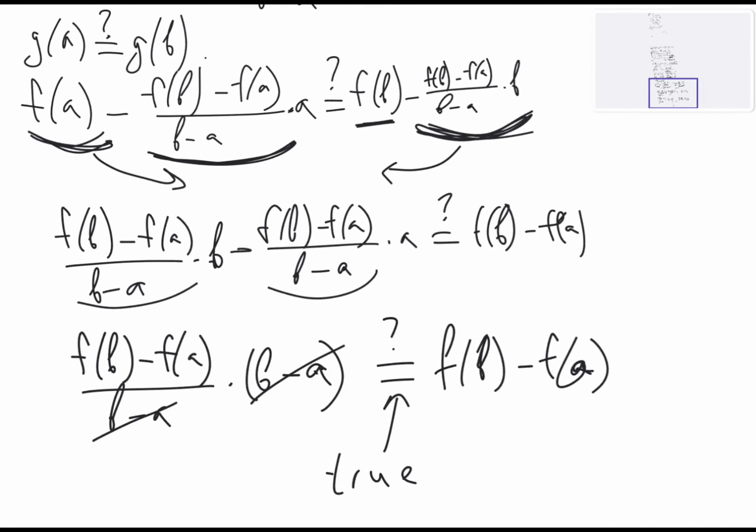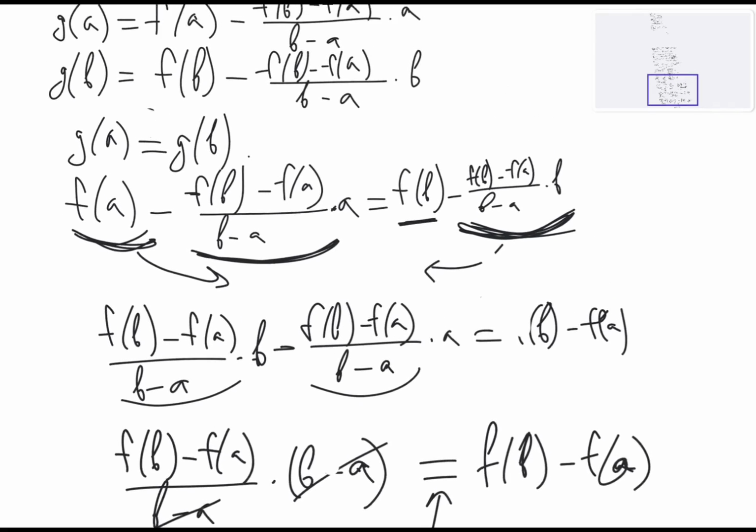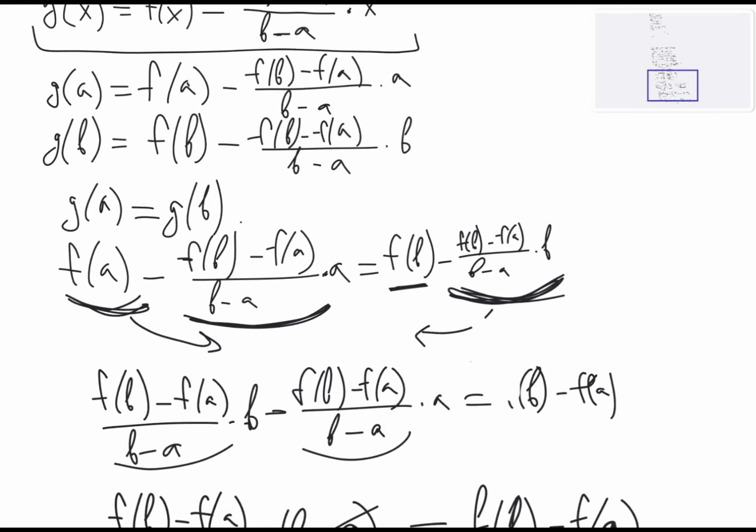Therefore, because all the transformations that we did with the equalities were two-sided, they were equivalent, we can remove the question mark here, and we can remove it everywhere before that, because all the changes to the equalities were equivalent. So we verified that g of a is indeed equal to g of b.